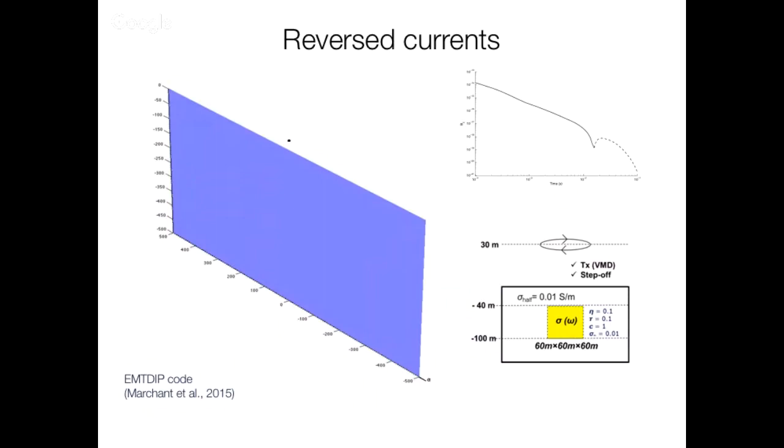So here was a movie that was made by Dave Marchant, just to illustrate what's happening if you have a loop source. We're going to have a transmitter sitting 30 meters above the Earth. The background is 0.01 Siemens per meter, and there's a chargeable block in here. It's not conductive at all. It's the same conductivity as the background, but it's got a chargeability of 0.1.